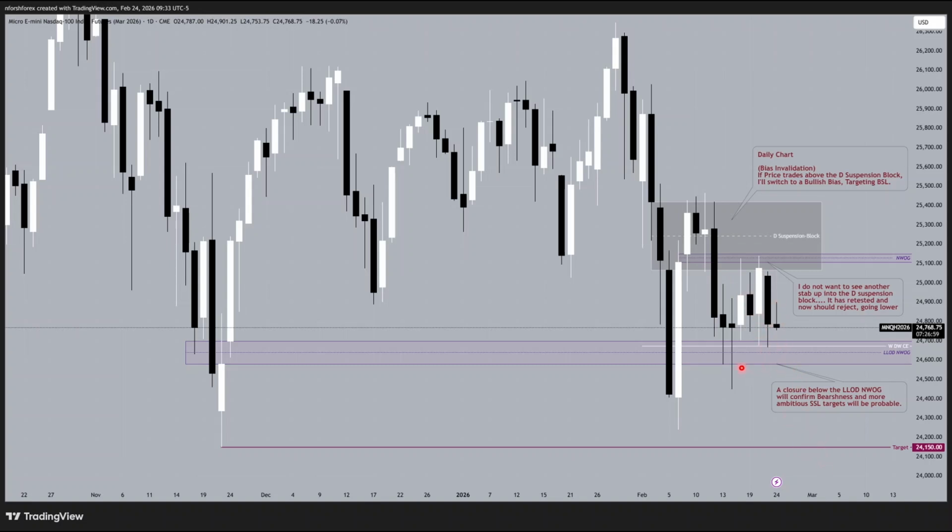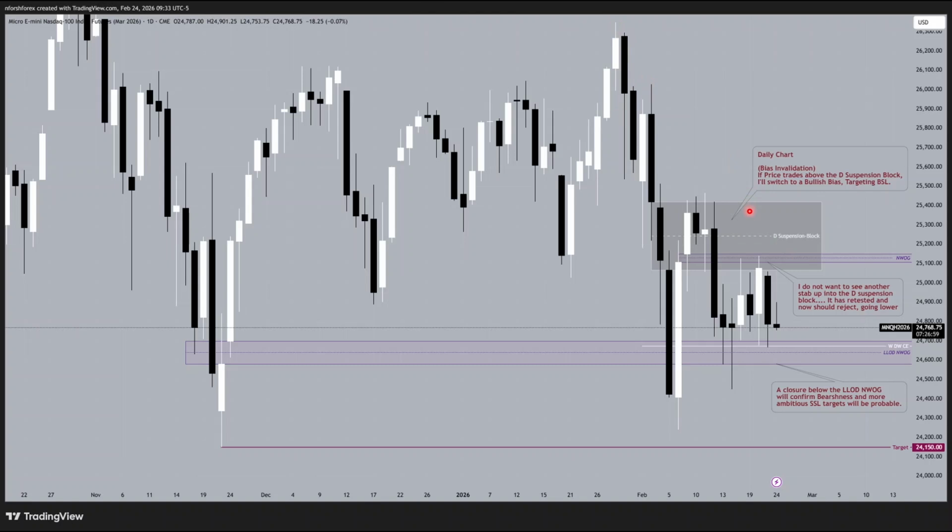Also, it's clear that a closure below here will confirm bearishness and will move us to more ambitious bearish targets, even below 24,150. And for invalidation of this bearish outlook I have on the week, going forward into March, invalidation will come in the form of this high. If this daily suspension block is traded and closed above, or trading even to the upper half of this daily suspension block, that invalidates bearishness. A market structure shift above this high, or rather an inversion of this daily suspension block, will be all I need for bullishness, and I'll be targeting these highs and other highs.